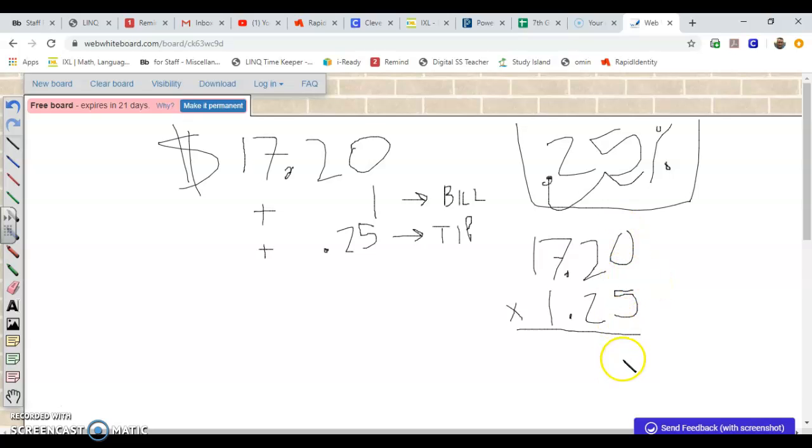Alright, 5 times 0 is 0. 2 times 5 is 10. Carry my 1 here.